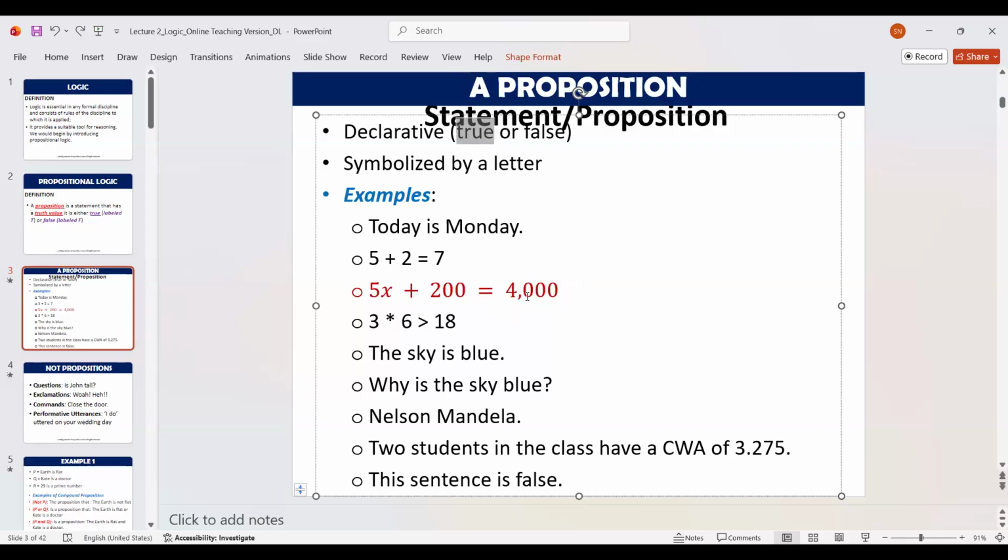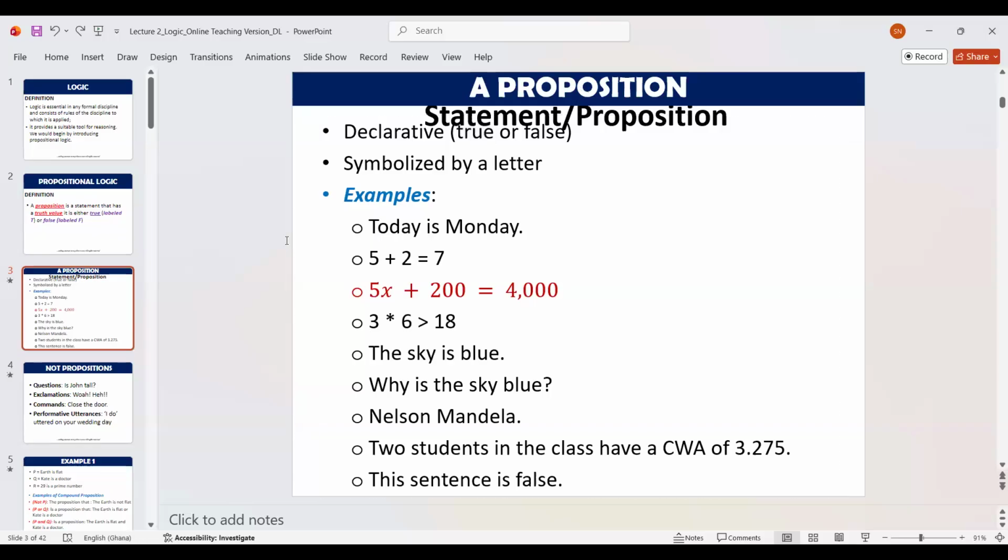So to be safe, statements with variables, without the variables being defined, are not propositions. Statements with variables where the variables are undefined cannot be propositions because we cannot tell the truth value of those statements, since we don't know the domain of the variable. But if the variables are defined, then yes, we can tell whether the statement is true or not true.